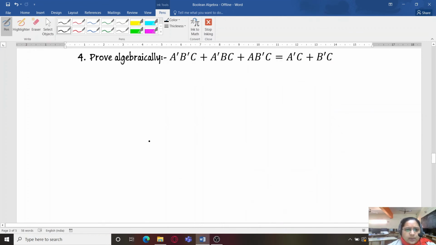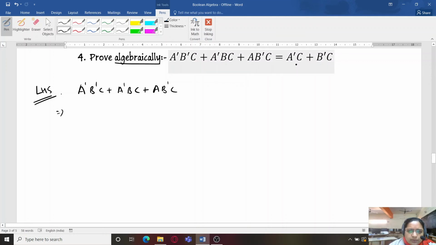Coming to the next question, prove algebraically. Now again we have a proving question, and that too algebraically, which has to be solved using all the laws and identities of Boolean algebra. So we start with the LHS, A'B'C + A'BC. Here the complement or negation has been provided using quotes. Using bar is also correct, and using quotes is also correct.